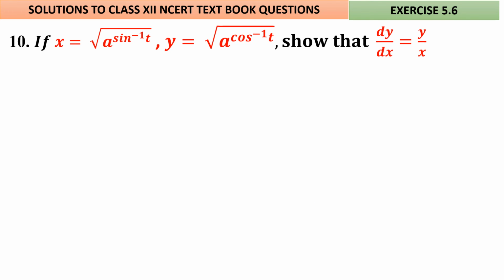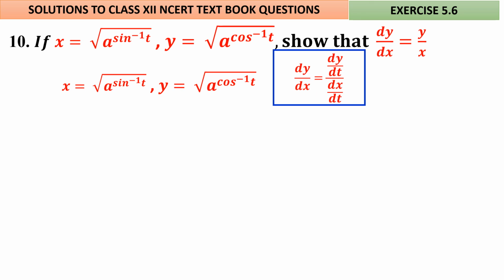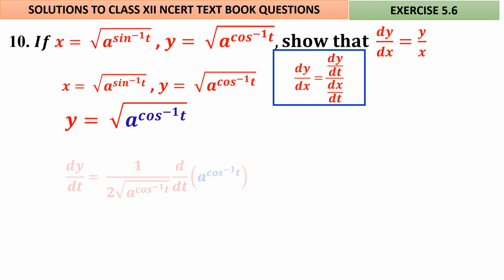Question number 11. If x is equal to root a into sin inverse t, y is equal to square root of a into cos inverse t, show that... You see, whenever the problem says show that, we have to simplify it further. We should not leave the problem as dy by dx is equal to dy by dt upon dx by dt. Not allowed. Okay, x is given, y is given, but dy by dx is dy by dt upon dx by dt.